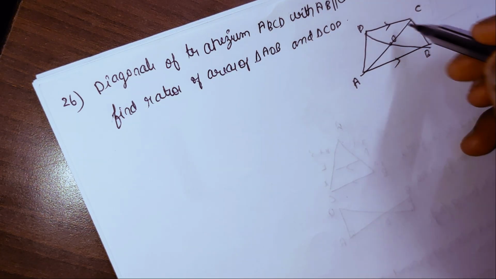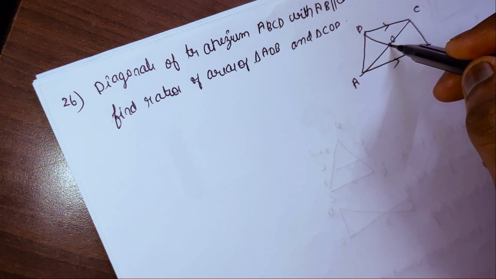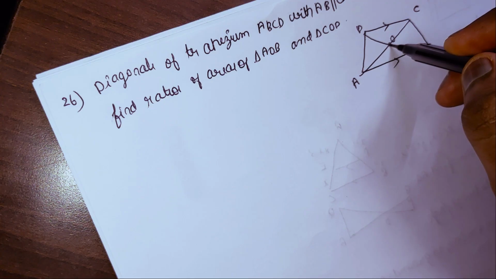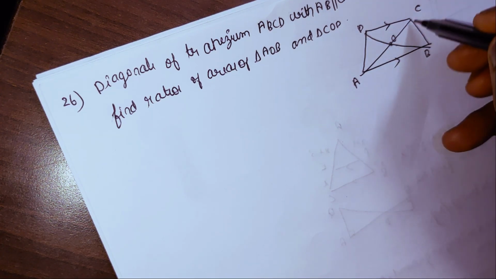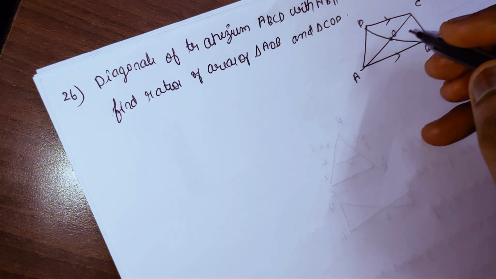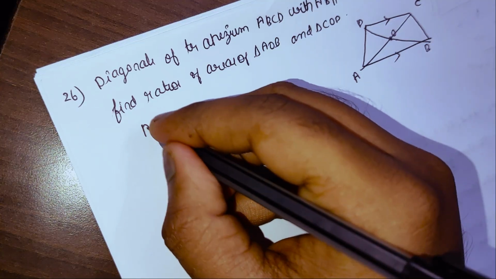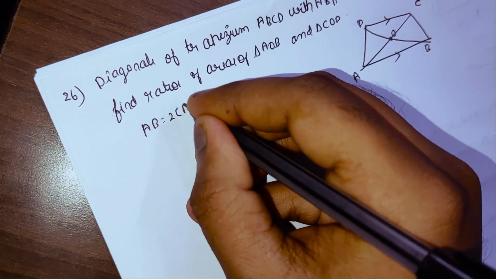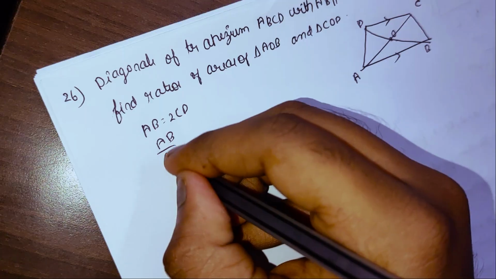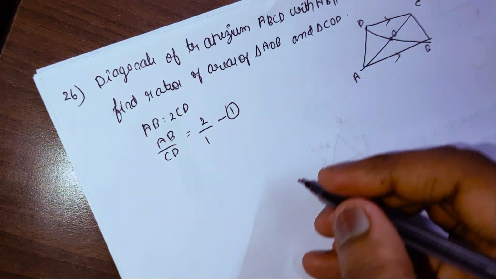This is given that AB is parallel to CD and they both intersect each other at this point O. So we will solve this. We have to find the ratio of the areas of triangle AOB and triangle COD. Here it is given AB is equal to 2CD. So AB by CD is equal to 2 by 1. Take this as first equation.